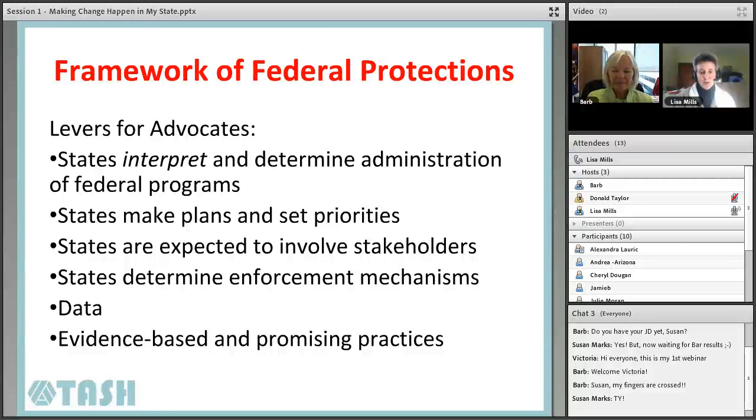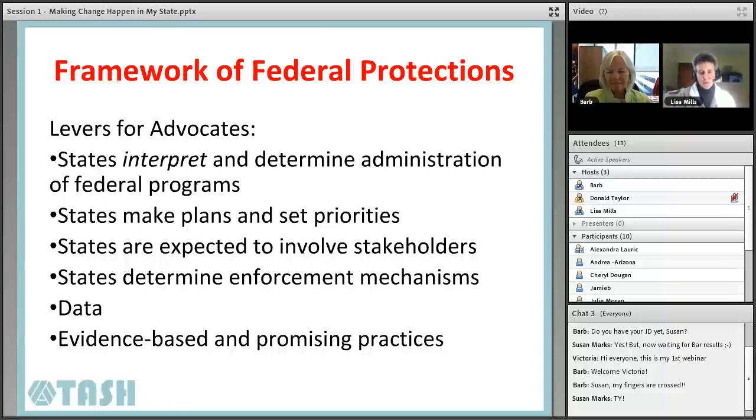States also are responsible for enforcement and ensuring that the federal laws are followed, and states to varying degrees don't always do a good job with that. There is state level data that can be used, and I find that very helpful to compare data between states to really highlight where a state needs to improve.